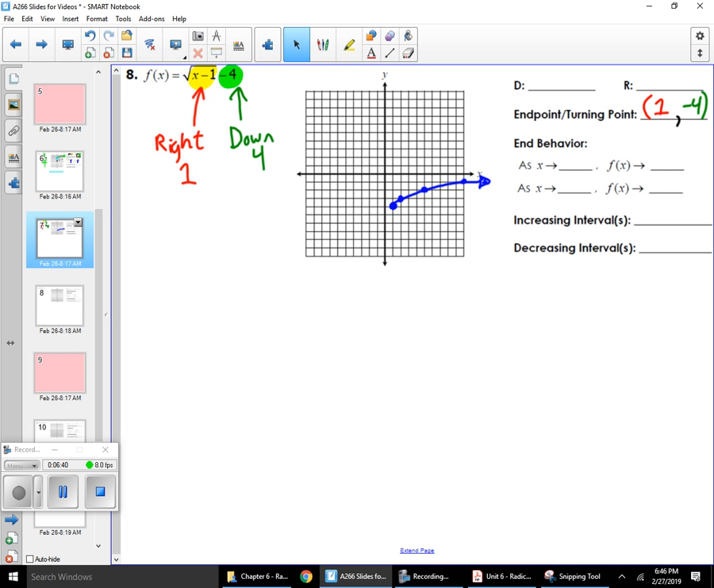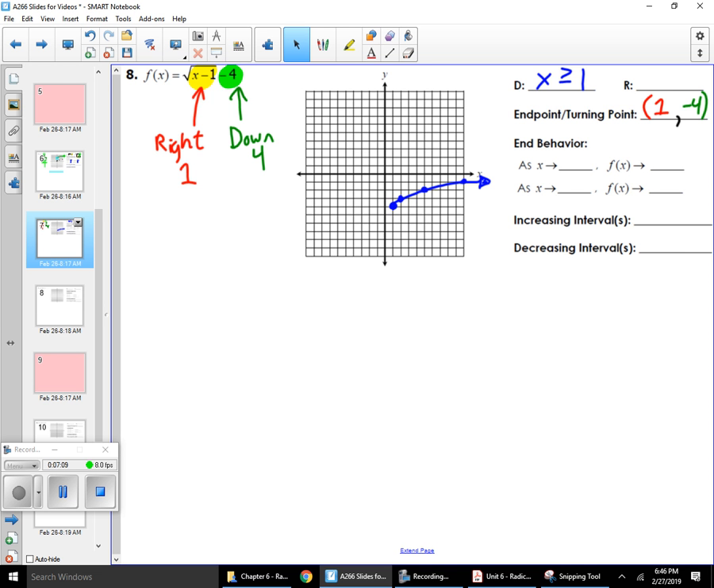What I like about this method is you don't have to draw the parent graph and then move the whole thing. We can just go right to that endpoint and use the pattern from there. Feel free to use whichever method you prefer the best. We still want to answer some of these questions here. So our domain, notice that now I moved the graph to the right. So x is going to be everything bigger than 1. I no longer get 0 in this graph.